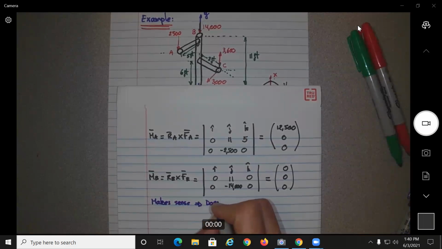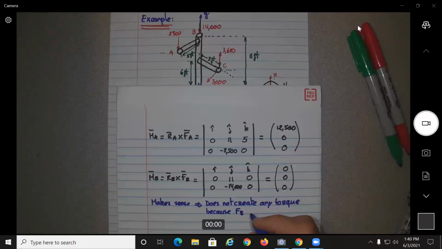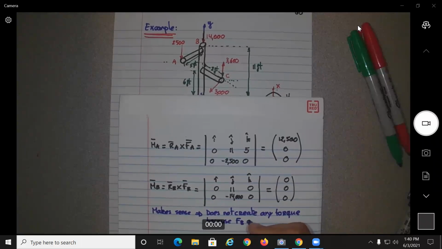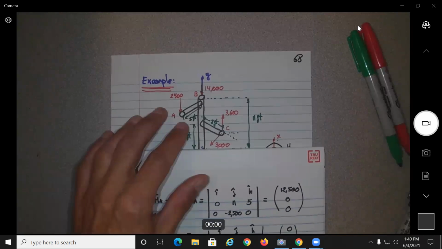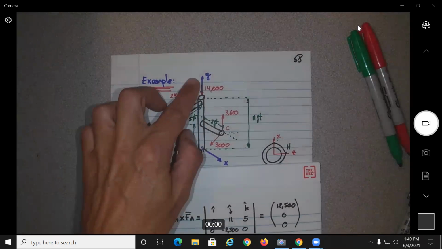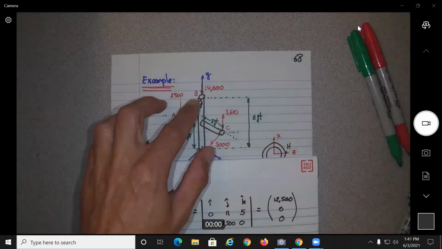F sub B does not create any torque because F sub B acts actually on that tube. Okay, basically, if you look at this tube, this is a reference frame, this is an axial force, no? So this would create enormous stress.